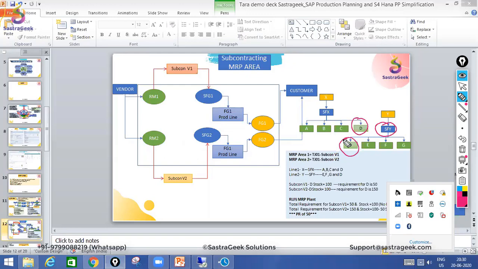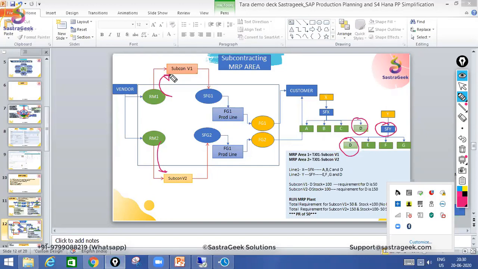Now the same as what we discussed about our raw material storage location MRP area. We need to know the visibility of the stock available at the subcontractor, which we have already supplied. If we are not creating a subcontracting MRP area, then we will end up with some confusion, which we will discuss here.